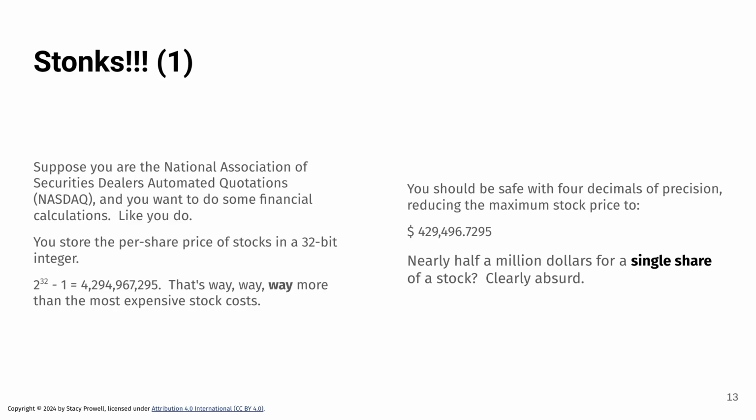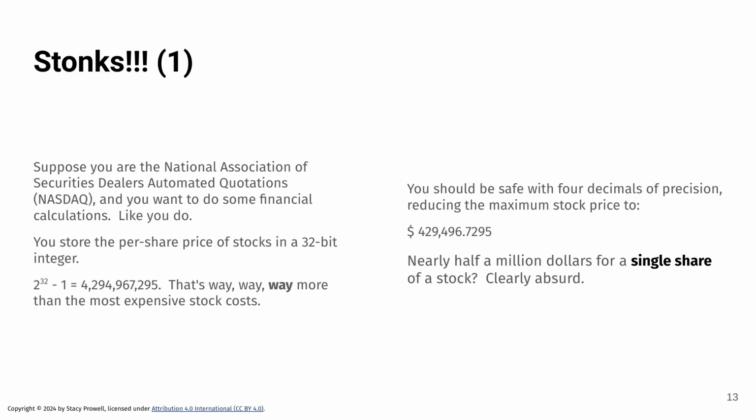You want to do some financial calculations. So you store the stock's per share price in a 32-bit integer. We've already agreed that 32-bit integers can hold a value up to 4 billion, roughly. A little more than 4 billion, but up to 4 billion. Wow. That's way more than the most expensive stock ever costs. So we should be fine.